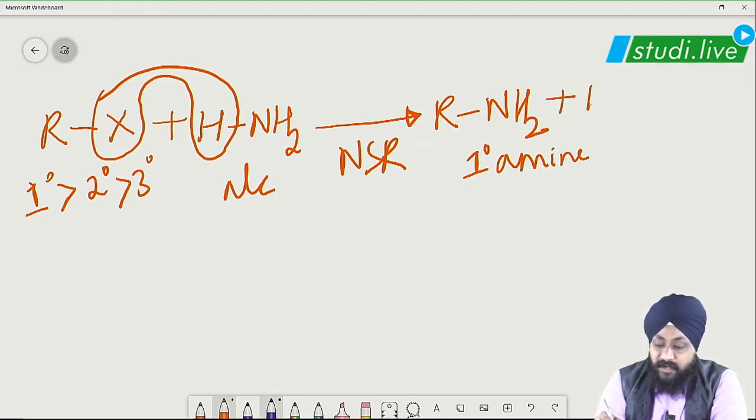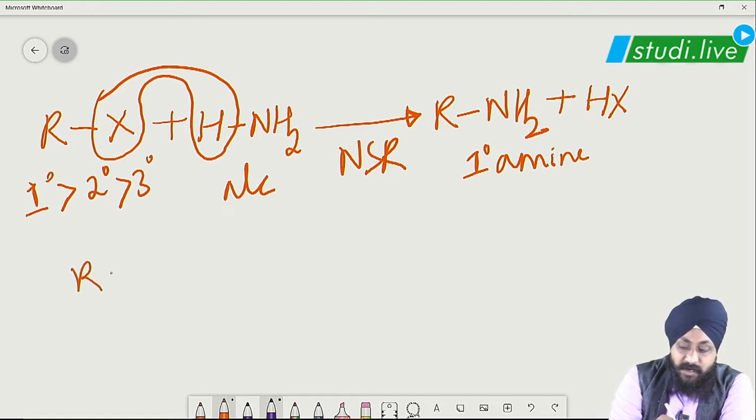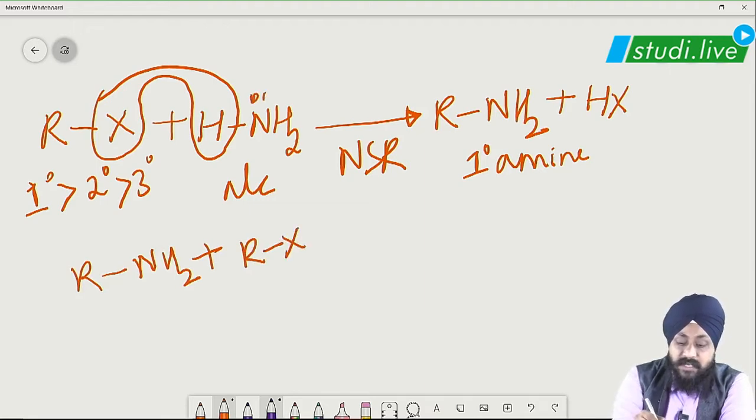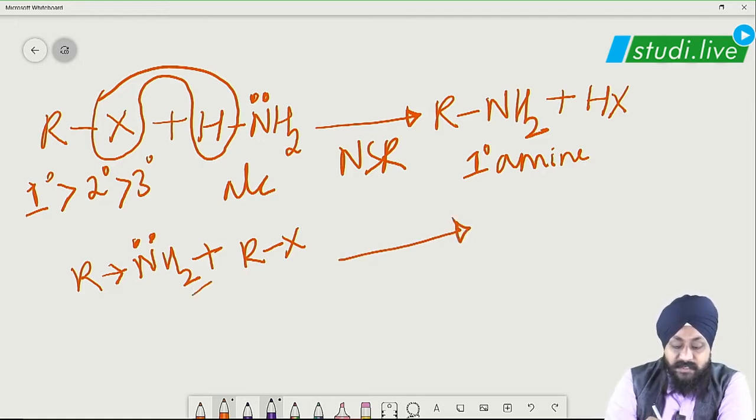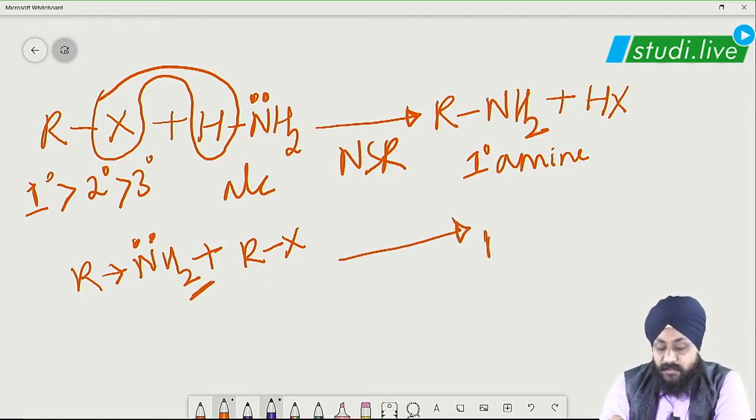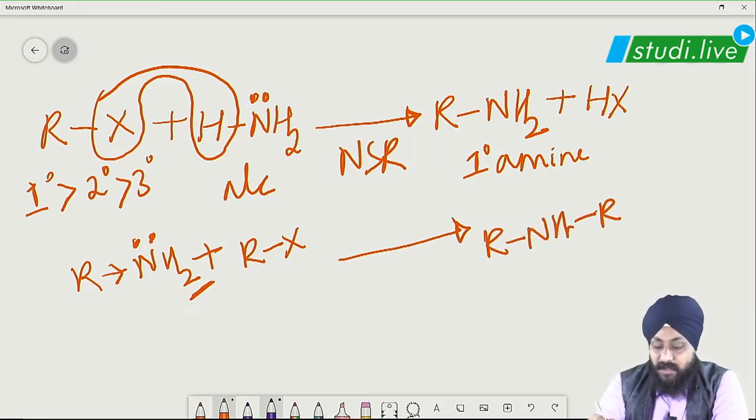Now if we have taken alkyl halide in excess, this primary amine will again react with alkyl halide. Here this was acting as a nucleophile. Now it is going to be a stronger nucleophile because there is an electron-donating alkyl group attached. So again this hydrogen atom will be replaced by the alkyl group, and you will be getting this, which is a secondary amine, along with hydrogen halide.